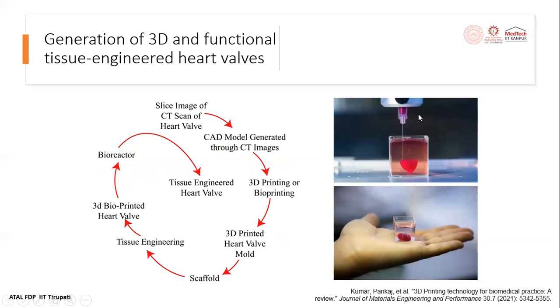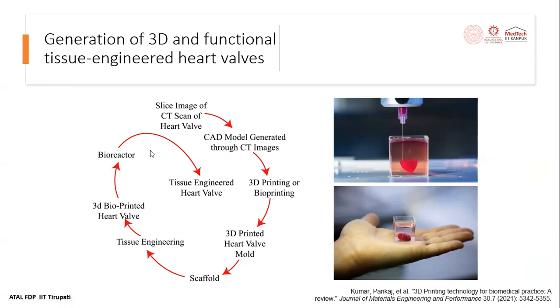If you are looking for generating an organ, it goes like this. First, you slice and get the image, the slice image of the CT scan of the heart valve. Then a CAD model is generated. A 3D print is made in the biomaterial. Then the 3D printed heart valve mold is made. Then they make a scaffold. Then they make tissue engineering around it. Then they make 3D printed heart valves. Then bioreactors. And finally, what they get is tissue engineered heart valves. So these are the steps which generally are undertaken when you are trying to prepare the heart valve. So first CT, CAD, 3D printing, and then 3D printing or bioprinting.